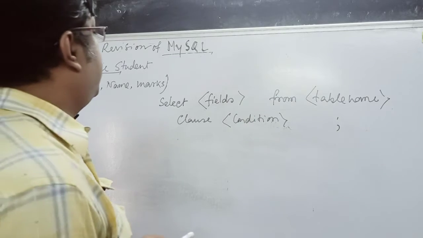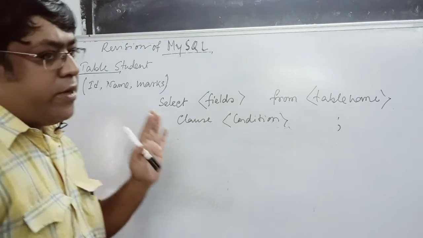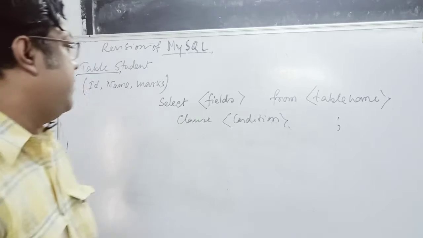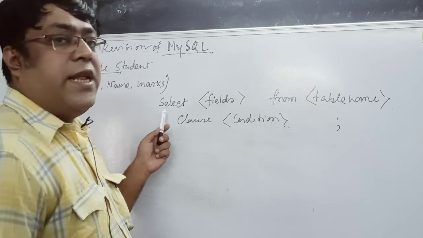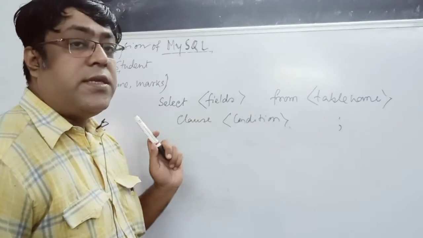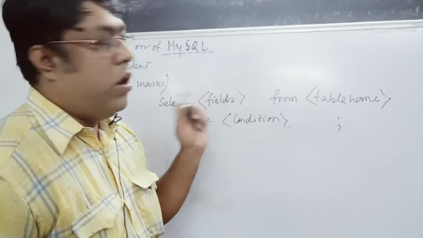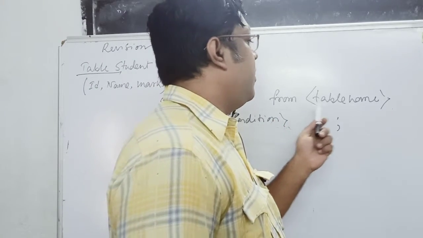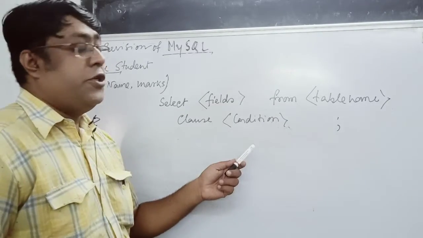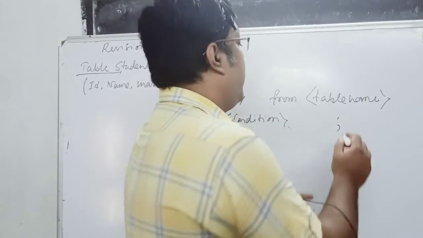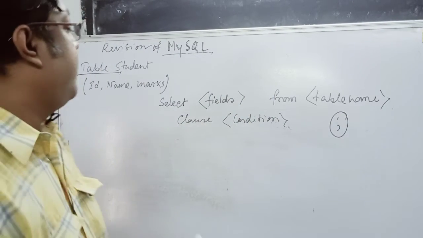Before the SELECT statement, we have to know the basic formation of a SELECT query. This is the basic formation. First of all, we write SELECT, then the field names, either single, more than one, or all. Then you mention the table name. Then we write the clause with condition, and after completing the query we write a semicolon. It denotes the end of our query.